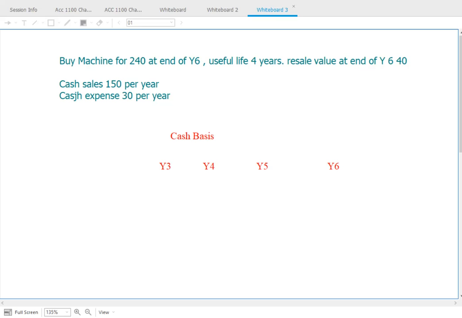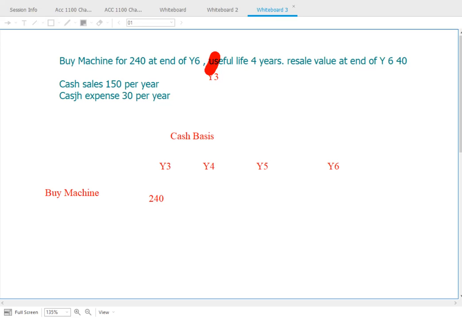Okay, I think the machine was bought at the end of year 3, not 6. Let me write this here. Buy a machine. Is this considered as having an effect on the cash? Please answer me in the chat box so I know that you're following. Under the cash basis, when I buy a machine, is there an effect on cash? Yes. So I'm going to write here, buy machine, this is considered an inflow, and the buying of the machine happened in year 3. So I have an inflow of cash in year 3.